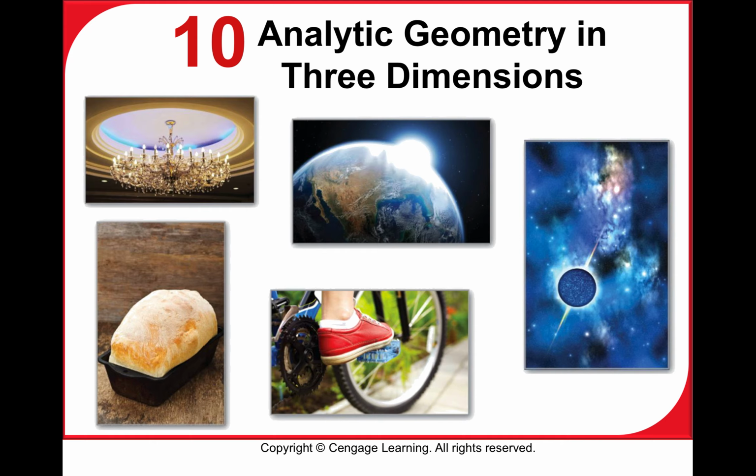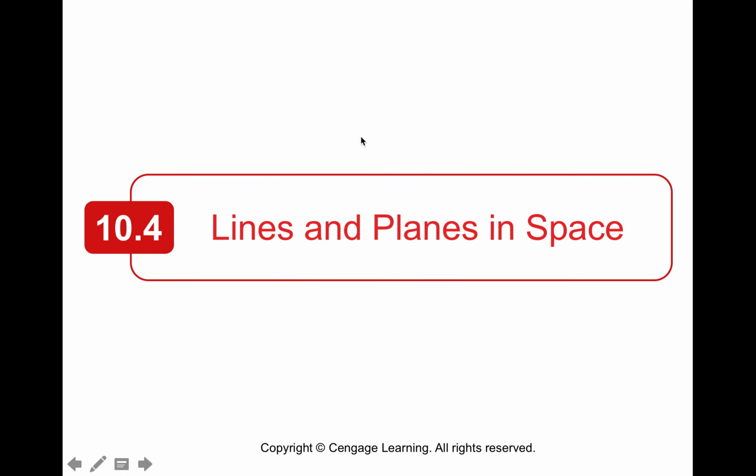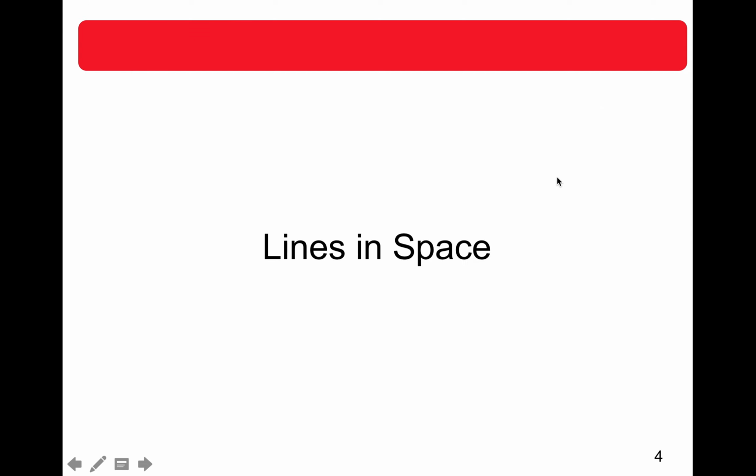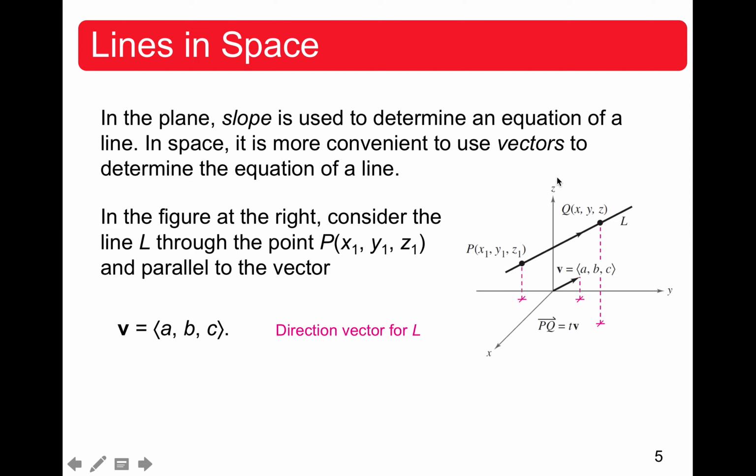Okay, so this is section 10.4, which is lines and planes in space. So you can read our objectives. We're going to find parametric and symmetric equations for lines in space. We're going to find equations, sketch planes, and find distances between points and planes in space. So first of all, we're going to look at lines.